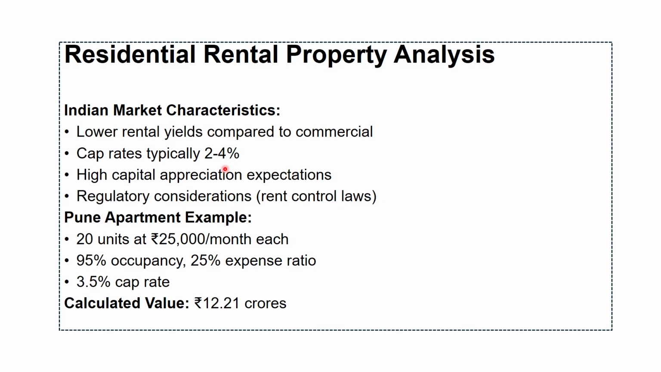Regulatory considerations add complexity. Many Indian cities have rent control laws or tenant protection regulations that affect rental income potential. Some properties have tenants paying below market rent due to old tenancy laws, requiring careful legal analysis. The expense structure for residential properties is typically simpler than commercial properties, but certain costs can be significant. Property taxes vary widely by location, maintenance costs depend heavily on building age and quality, and management can be complex when dealing with individual residential tenants.